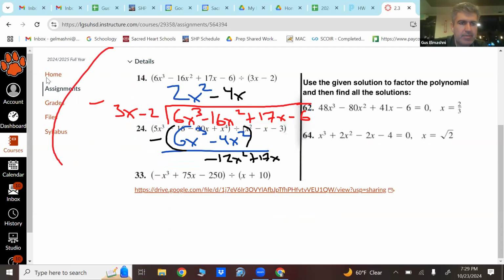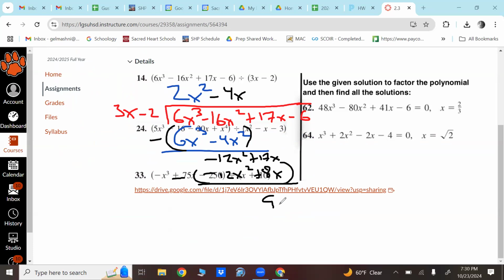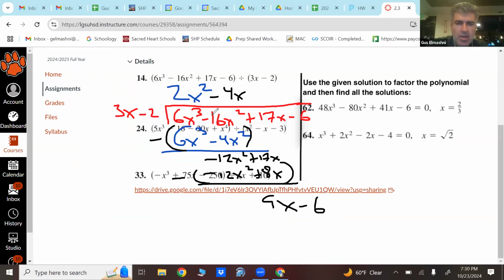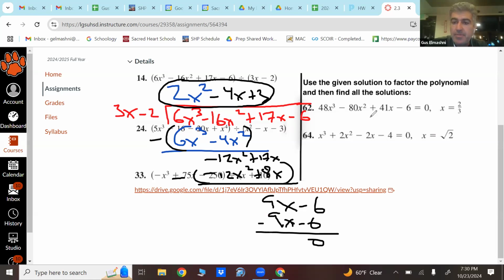Okay. So that's negative 12x squared plus 8x. So it's 9x minus 6. Oh, that comes out nice and clean. Multiply by 3, and you have no remainder. So that's the answer for that one.